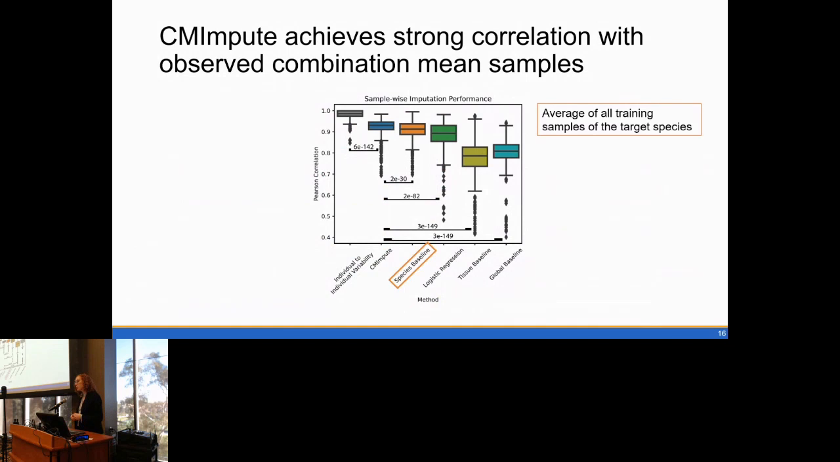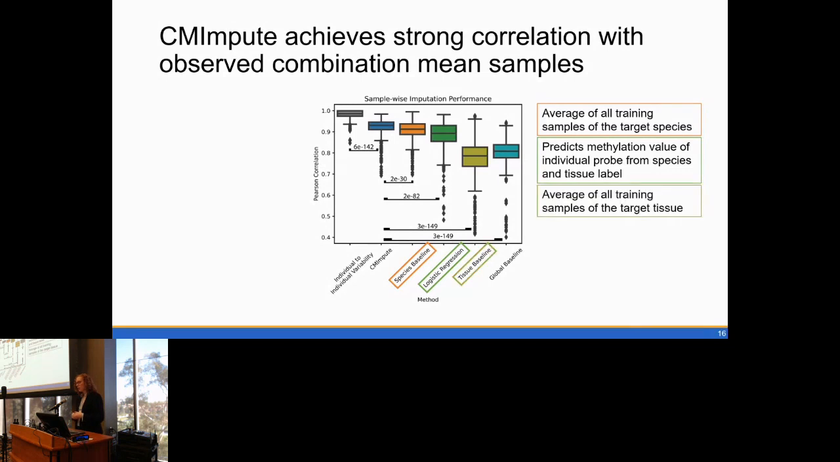We compare CM impute to 4 baselines, the first being the species baseline, a mean imputation-based approach that predicts the average of all training samples of the target species. Then logistic regression, which predicts the methylation values of each individual probe from its species and tissue label. The tissue baseline, which predicts the average of all training samples of the target tissue. And the global baseline, which predicts just the average of all training samples with no filtering. CM impute outperforms all of these baselines.